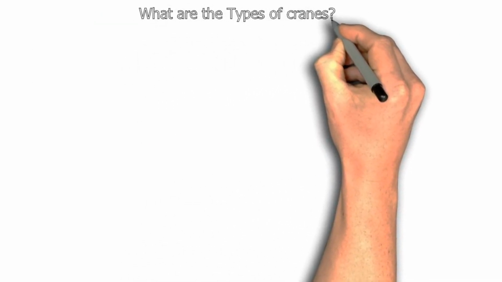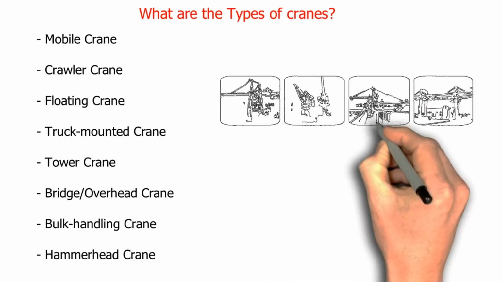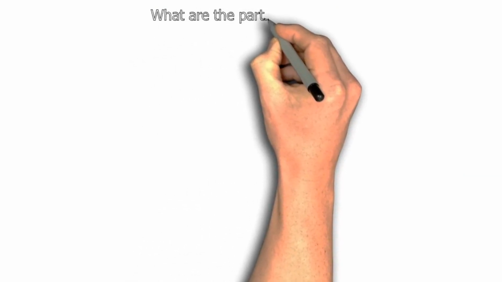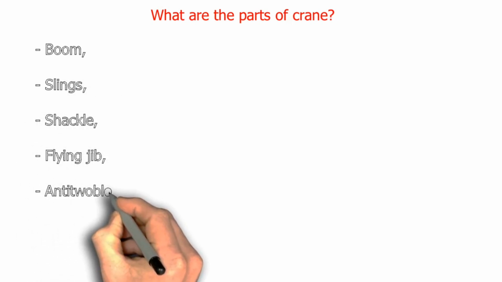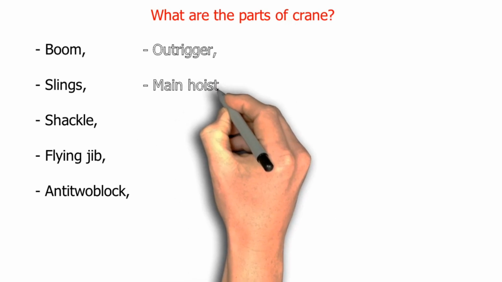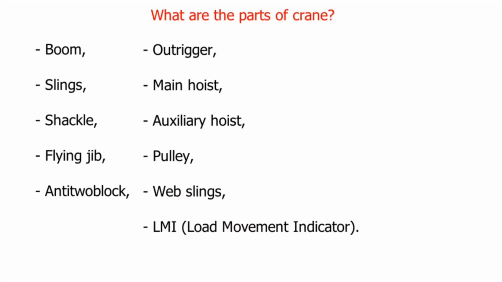What are the types of cranes? Mobile crane, crawler crane, floating crane, truck-mounted crane, tower crane, bridge crane, overhead crane, bulk handling crane, hammerhead crane. What are the parts of a crane? Boom, slings, shackle, flying jib, anti-two block, outrigger, main hoist, auxiliary hoist, pulley, web slings, LMI, load movement indicator.